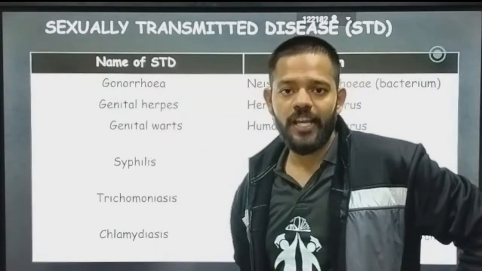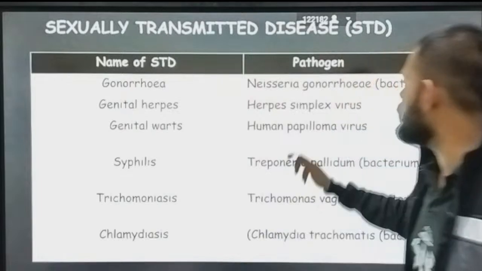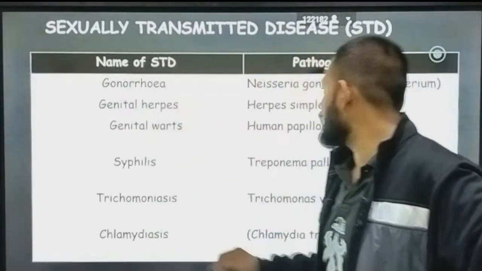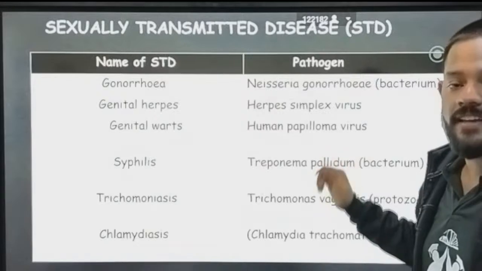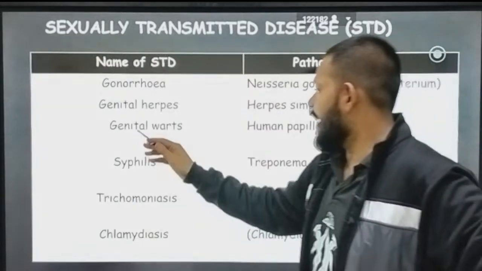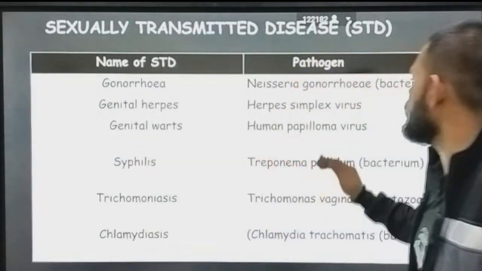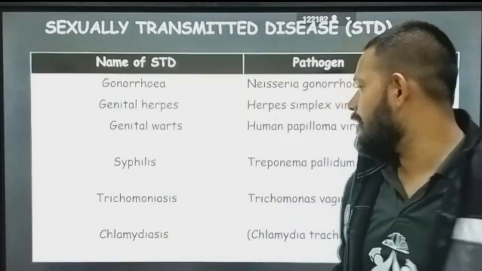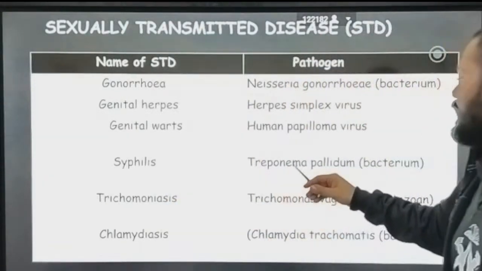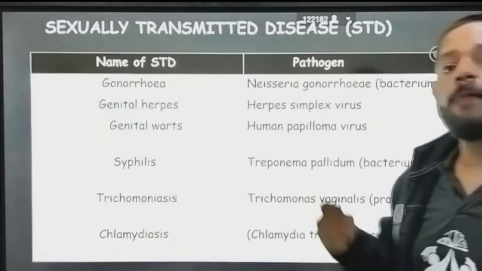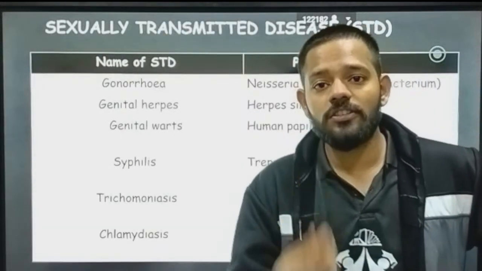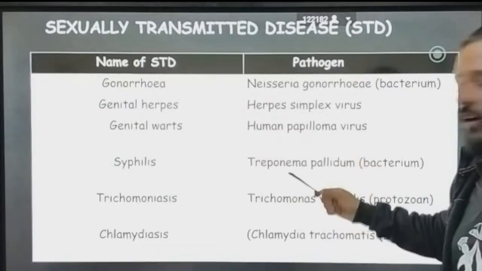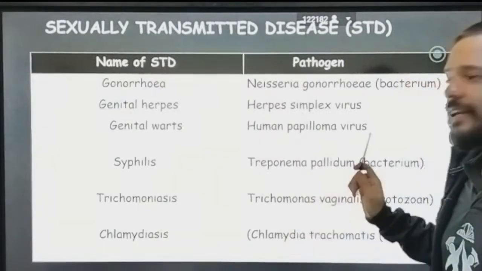So first we have gonorrhea, a bacterial STD caused by the Neisseria gonorrhoeae bacterium. Then we have genital herpes caused by the herpes simplex virus, a viral STD. Then we have genital warts, caused by human papillomavirus, again a viral STD. Then syphilis caused by Treponema pallidum, again a bacterial pathogen which causes the STD called syphilis, and the organism that causes this is Treponema pallidum.